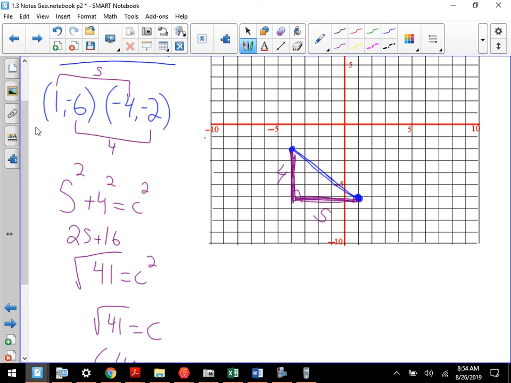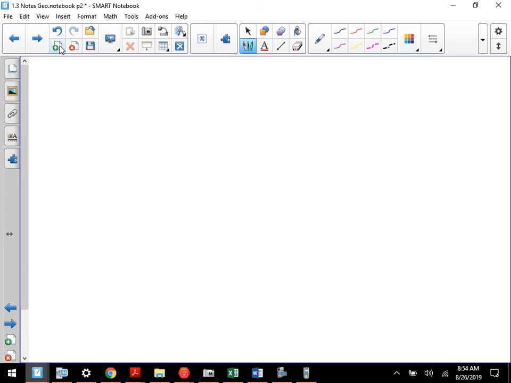Okay. What are the ordered pairs for the next problem, guys, on that worksheet?